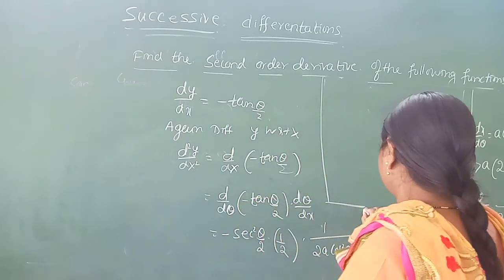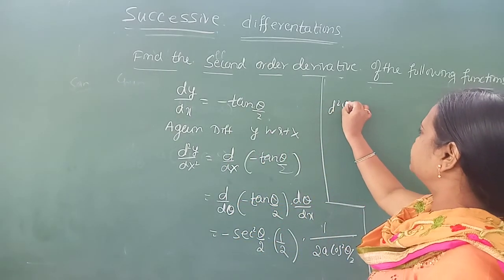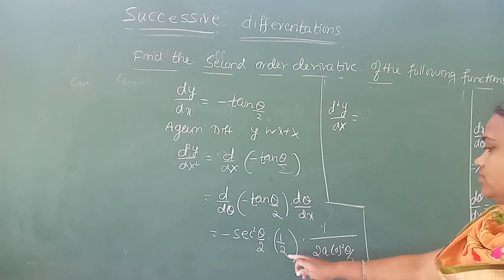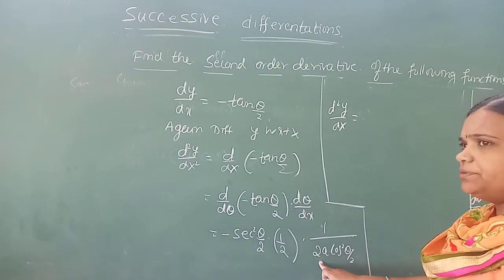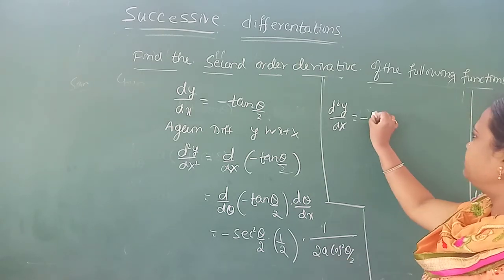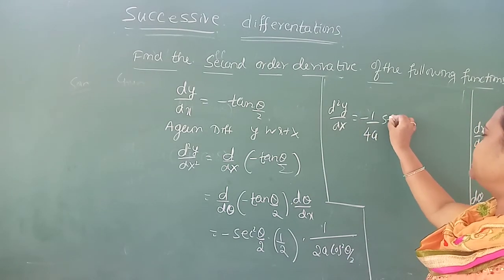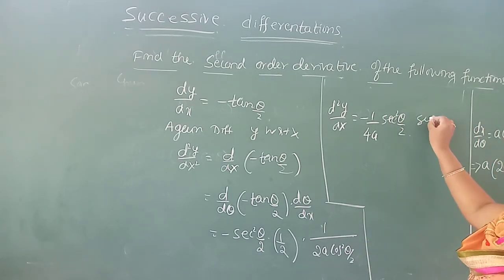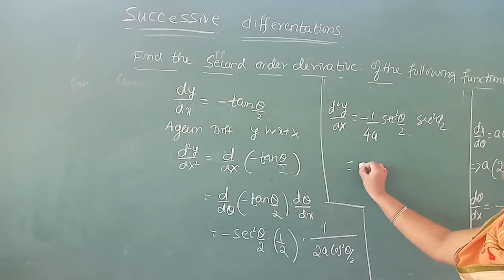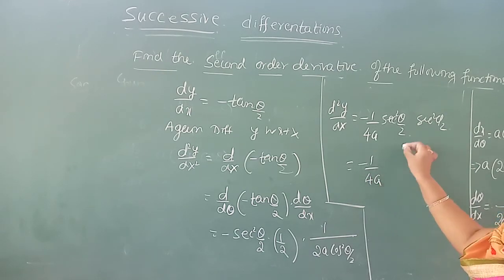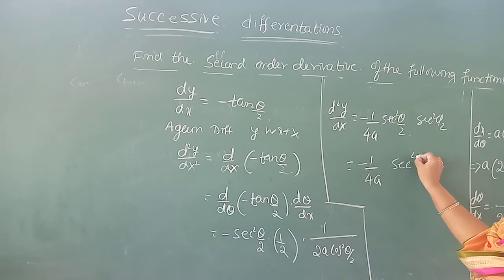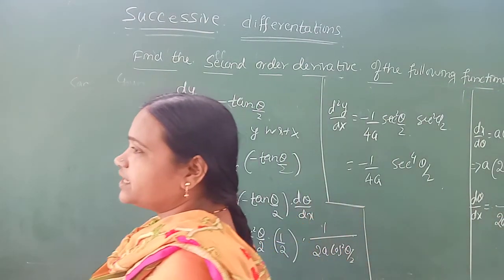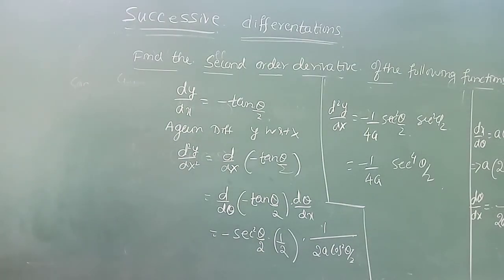Next, d2y by dx square is 1 by 2 into 1 by 2, 1 by 4 into a, which means minus 1 by 4a secant square theta by 2, into 1 by cos square, and 1 by cos square is secant square theta by 2. So we will get minus 1 by 4a secant square into secant square, which means we will get sec to the power 4 theta by 2. Okay, in this way you can calculate the example.